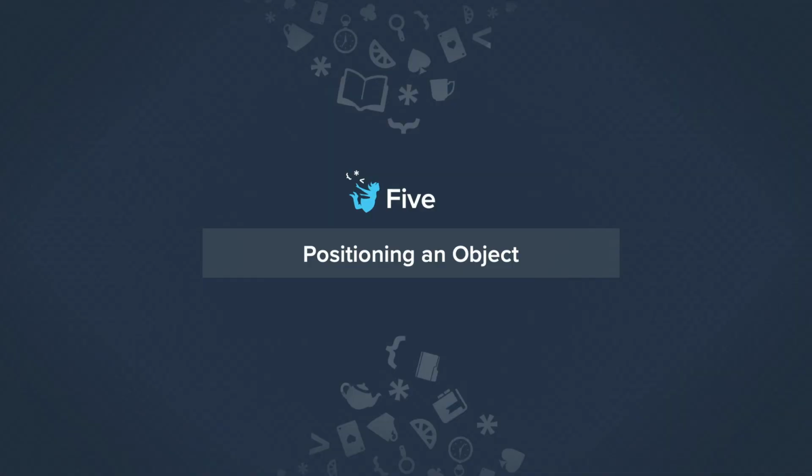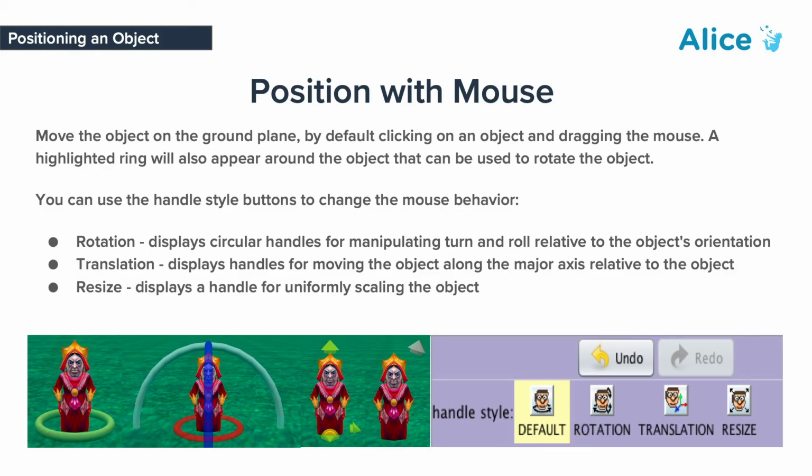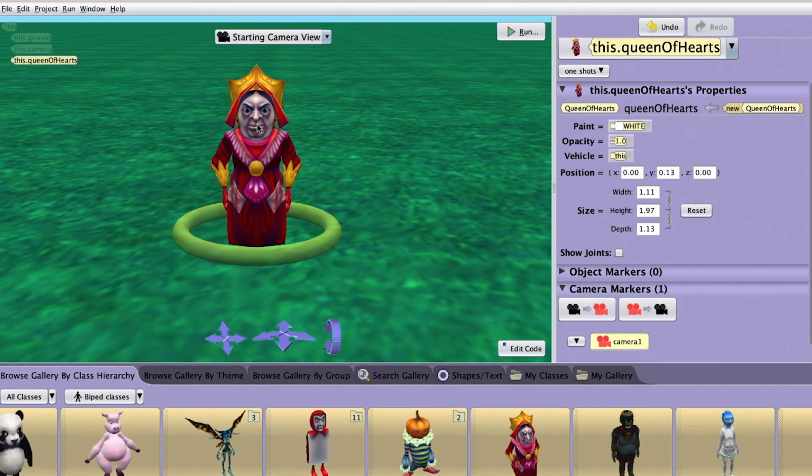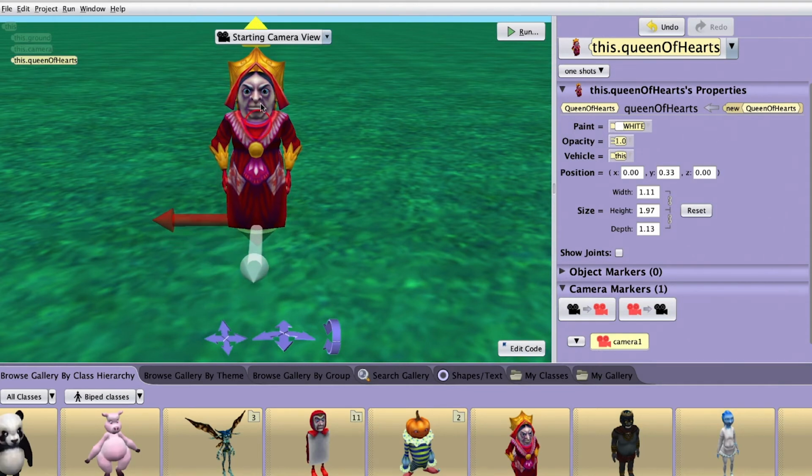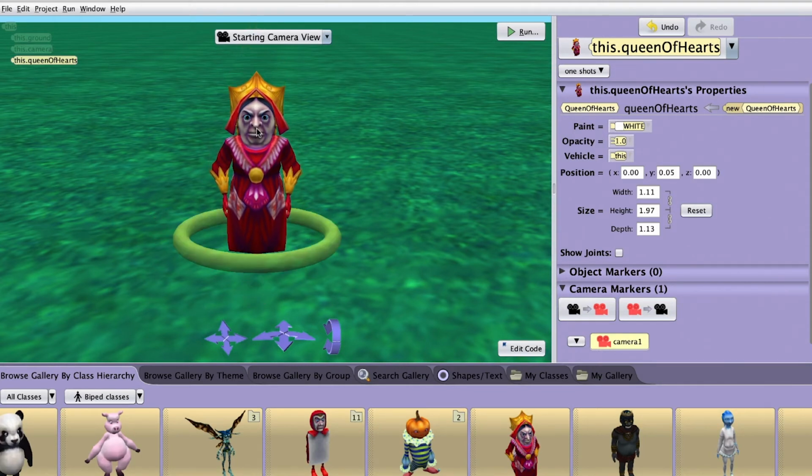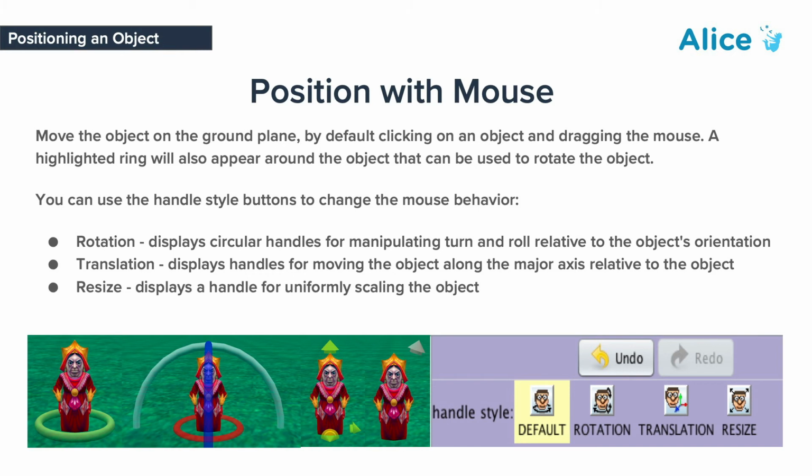Now let's look at some ways we can position an object. Using a mouse, we can move the object on the ground plane by clicking on an object and dragging the mouse. In default settings, a highlighted green ring will also appear around the object that can be used to rotate the object. If you hold the Shift key down, you can then move the object up and down with the mouse. You can use the handle style buttons to change the mouse behavior.